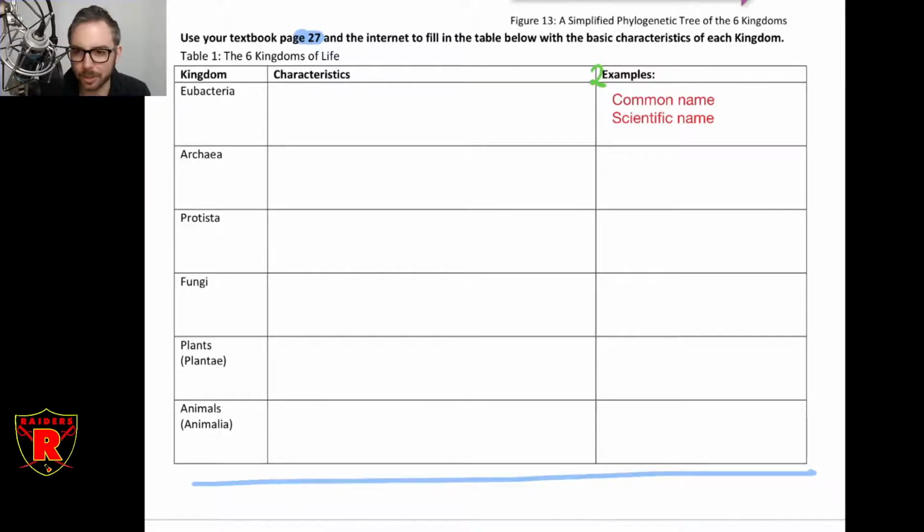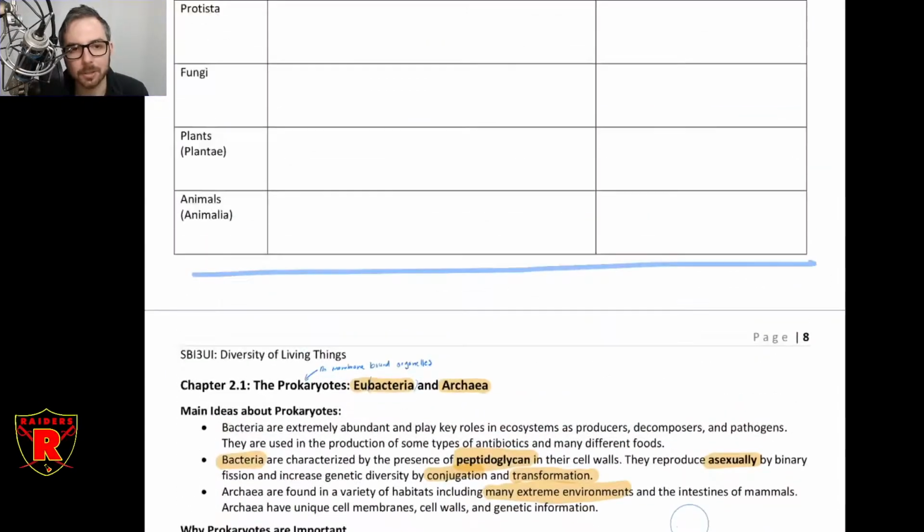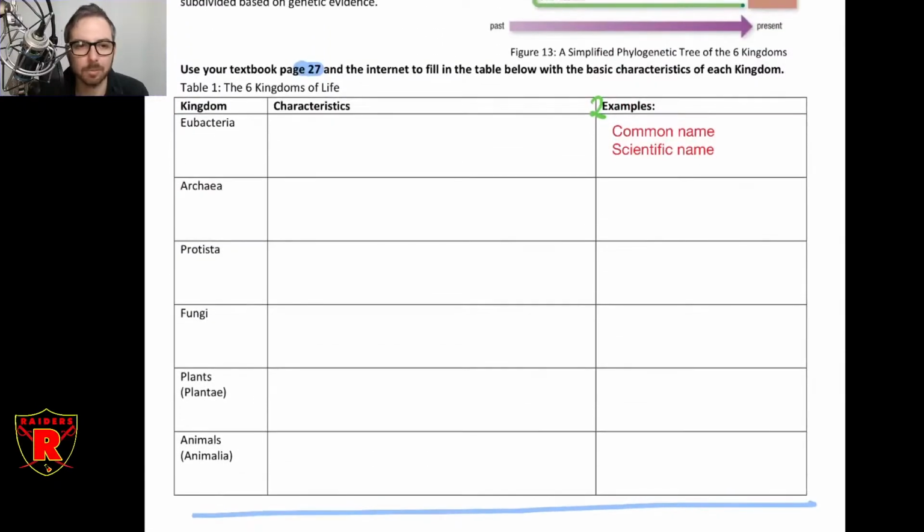So you don't need to write a novel for each of these, but what are the basic characteristics that would fit something into each kingdom? And then starting tomorrow, we're going to talk about those in detail. We're going to really dig in and look at what do the living things in that kingdom actually look like.